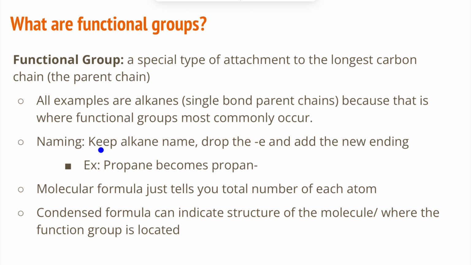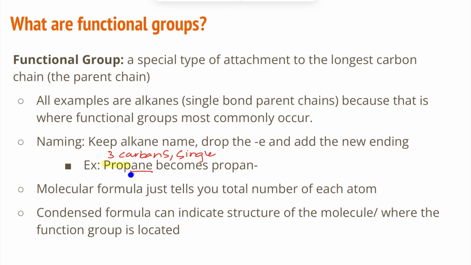So when we're looking at naming, we keep our alkane name. We are going to drop the E at the end, and then we add a new ending. And then that ending is telling us that functional group or that special attachment that is in our molecule. So an example, propane, and remember prop, we have that prefix on our formula sheet as well. So prop, that means 3 carbons, and those are single bonded with the alkane. So it's all just a single chain.